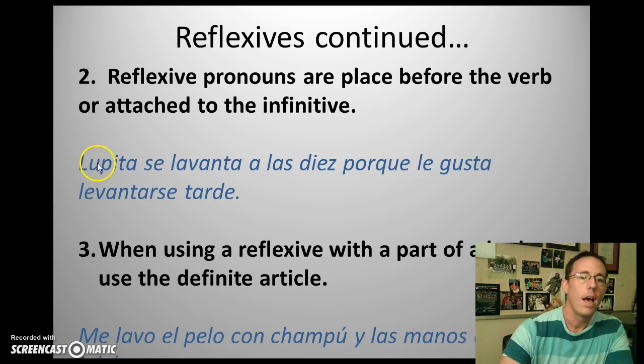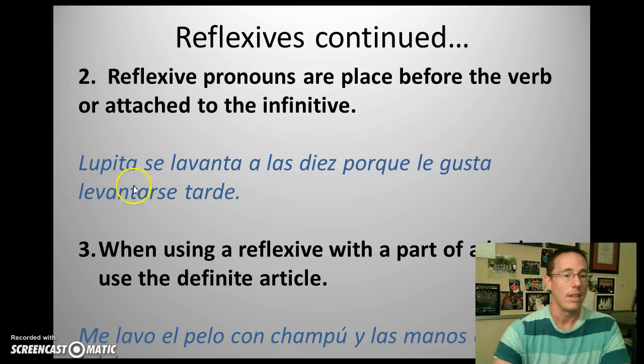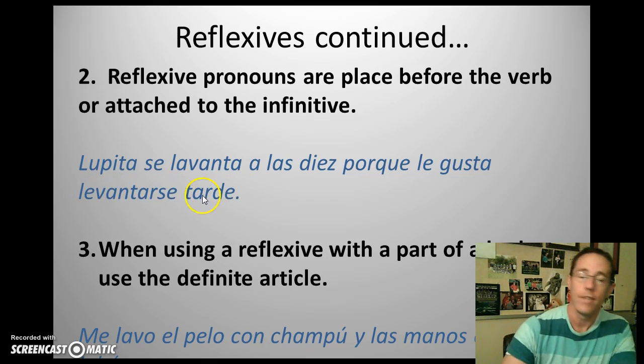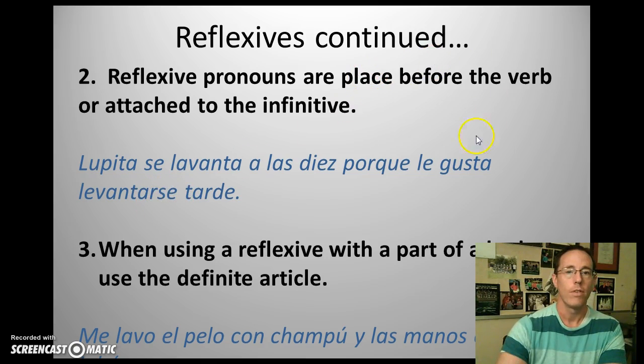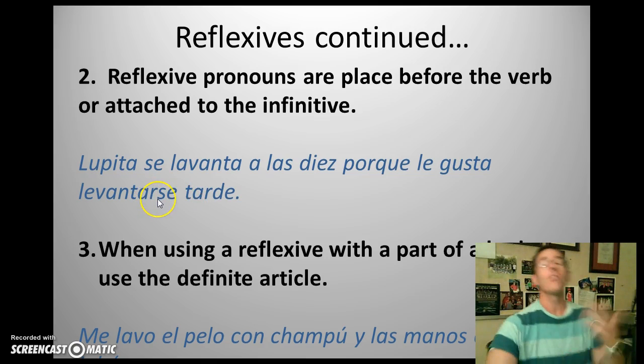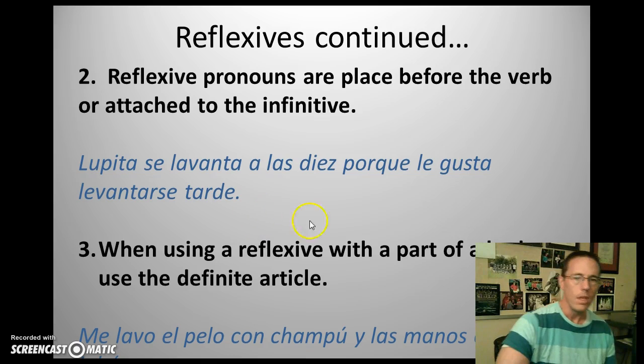For example, Lupita se levanta a las 10. Lupita wakes up at 10 o'clock porque le gusta levantarse tarde, because she likes to get up late, or she likes to wake herself up late. So there's an example of placing it before the verb conjugation, and here's an example of attaching it to the infinitive. Before the verb or attached to infinitive. So you can only attach it to the infinitive if there's an infinitive that's part of the sentence. That's something to remember.